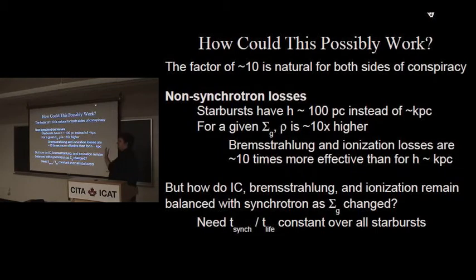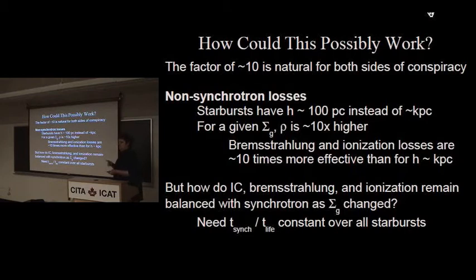On the other side, you have these non-synchrotron losses. And so the size of the starburst is a key factor. In the Milky Way and other normal quiescent star-forming galaxies, the radio emission comes from a region that's kiloparsec in scale height, whereas in these dense starburst galaxies, it's only about 100 parsecs tall. So basically, you're taking the same gas surface density, but compressing it into a region that's 10 times smaller, so you have a 10 times higher gas density. And gas density is what sets the strength of the Bremsstrahlung and ionization. So Bremsstrahlung and ionization would be 10 times stronger. And so you get those two factors of 10.